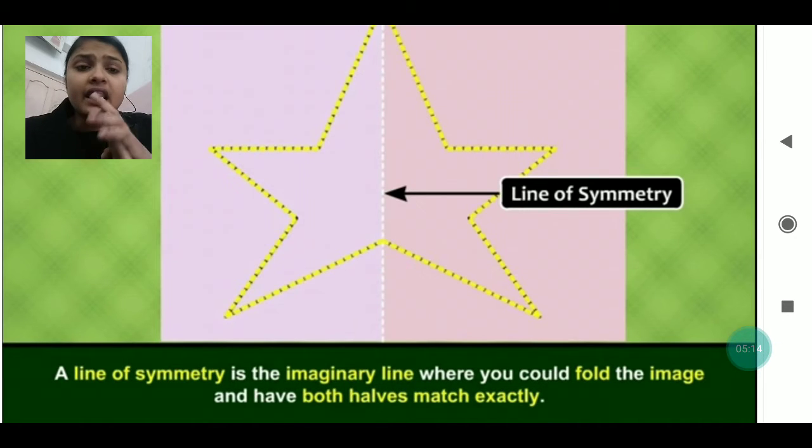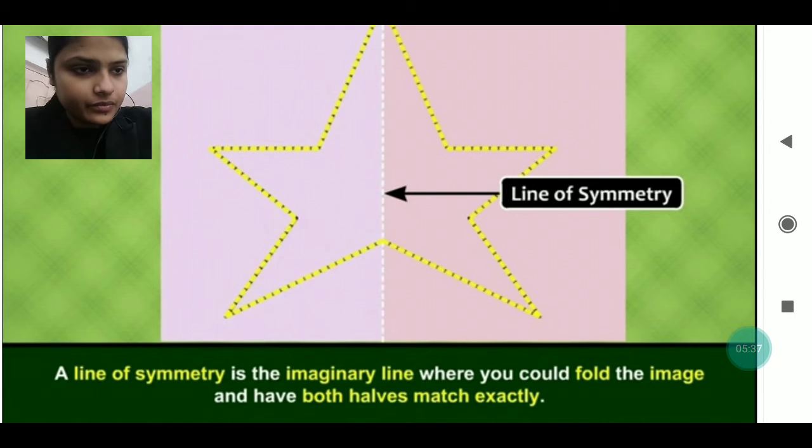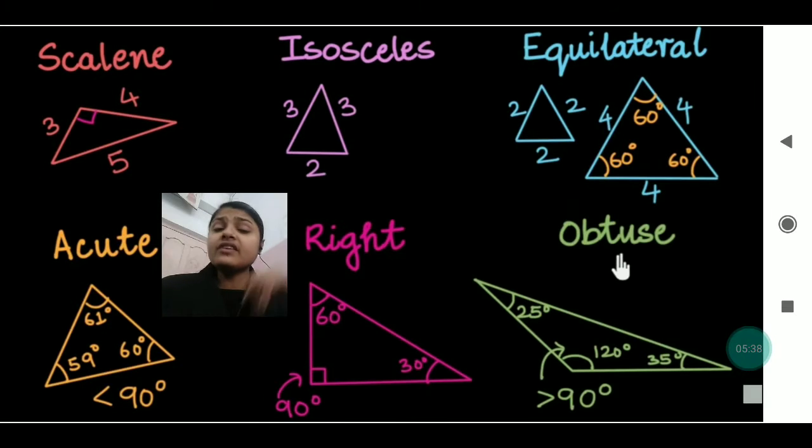You can see, a line of symmetry is the imaginary line where you could fold the image and have both the halves match exactly. Like the star shape which I have drawn here, when I fold it, both the halves should match each other. One should not be greater or smaller. It should be equal in length. That is what we have discussed about the line of symmetry.